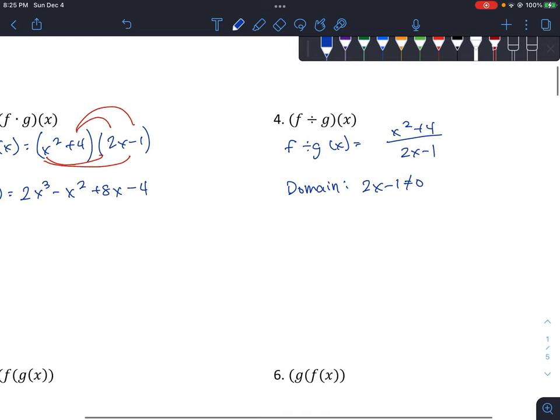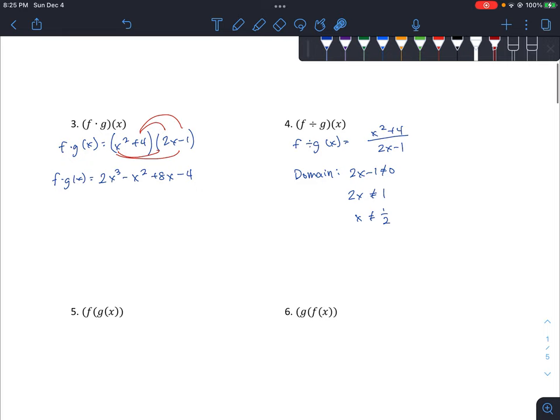And I'm just going to solve this. So 2x cannot equal, I'm going to add the 1 to the other side, then I'm going to divide both sides by 2, so I get x cannot equal 1/2. So that's going to be a domain restriction there.